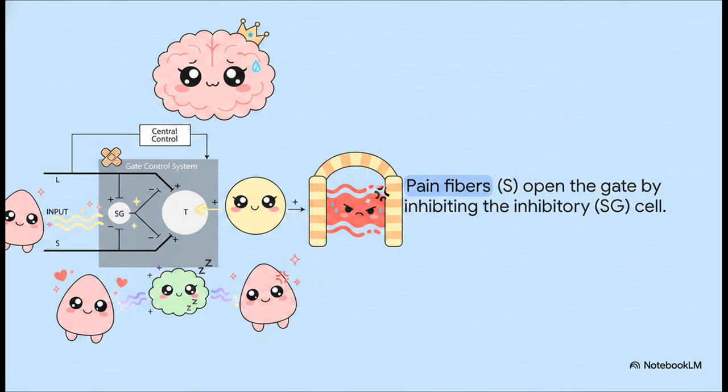Okay, this diagram shows it all. When you get hurt, those small S fibers, the pain fibers, do two things at once. First, they tell the transmission cell, or T cell, to send a pain message up to the brain. But, and this is key, they also tell an inhibitory cell, the SG cell, to be quiet. You can think of that SG cell as the brake pedal. So the pain signal hits the gas and takes the foot off the brake, essentially flinging the gate wide open for the pain signal to rush through.